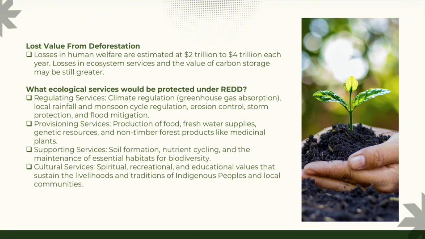In regulating services, forests help control our climate by taking in gases that warm the earth. They guide when and how much rain falls, and it keeps soil from washing away. Next is the provisioning services. This is when forest gives us things we need to use. This includes food, clean water, and special traits in plants that help grow better crops. We also get useful things like herbal medicines that do not require cutting down trees.